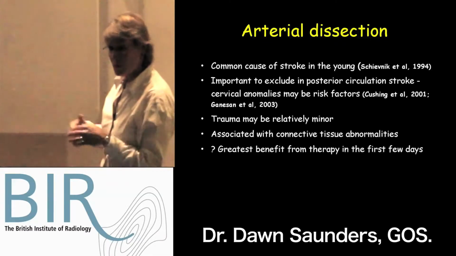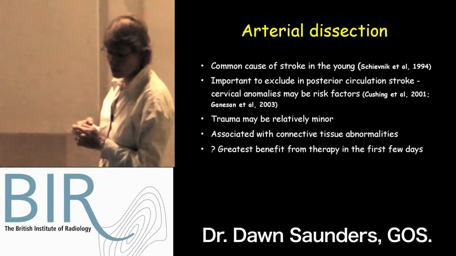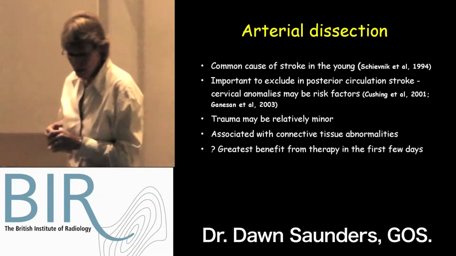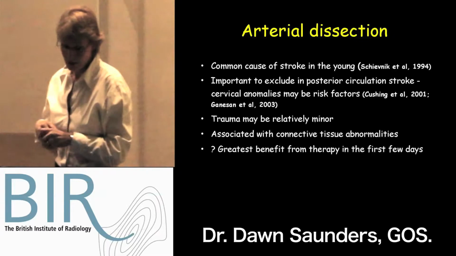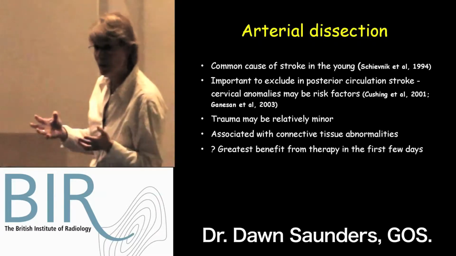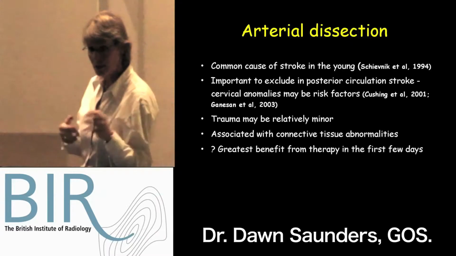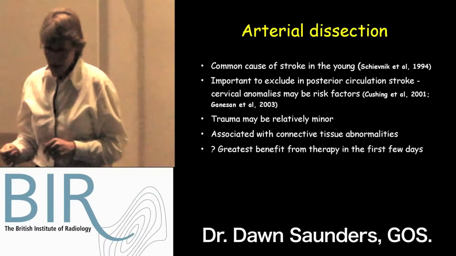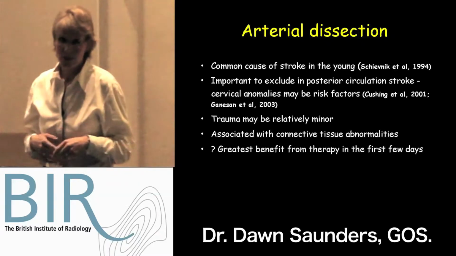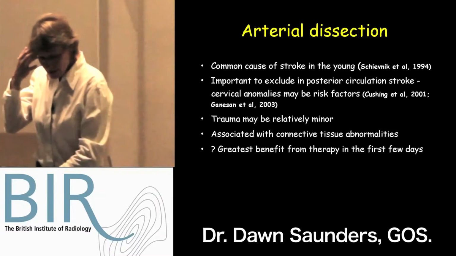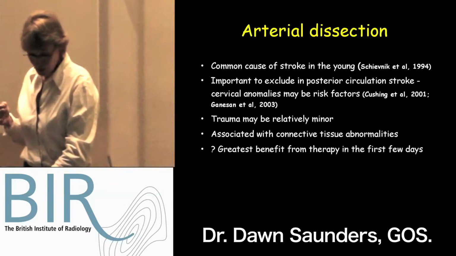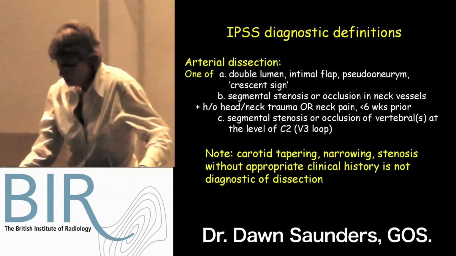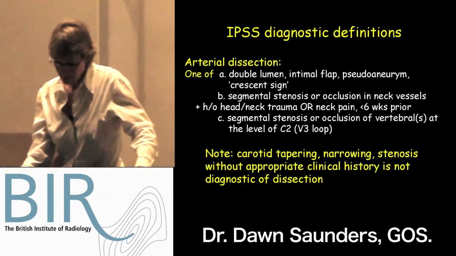Arterial dissection is very, very important in children. It's a common cause of stroke in the young, and it's very important, particularly if you have a posterior circulation infarct, to exclude a vertebral artery dissection. And the trauma may be relatively minor, or it may have occurred some time preceding the cerebral infarction. And it can be associated with connective tissue disease, so we've seen it in children with Ehlers-Danlos syndrome. And the greatest benefit is thought to be from therapy in the first few days, but that's not very evidence-based, it's rather anecdotal. But we try and make the diagnosis early so that we can treat.